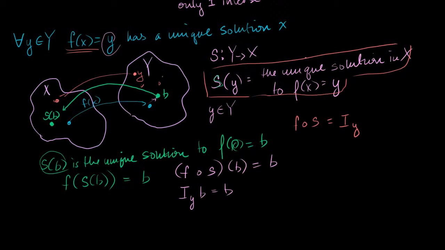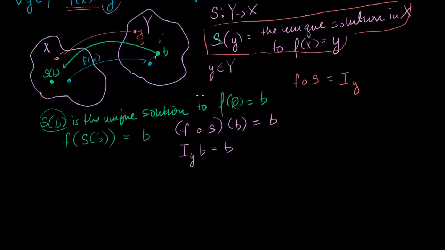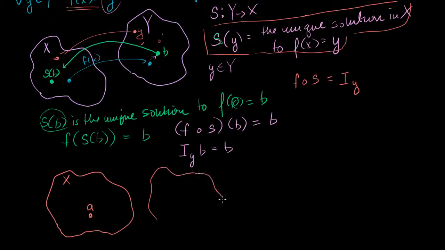Now, let's do another little experiment. Let me just draw our sets again. This is our set x, and let me take some member of set x, call it a. Now let me take my set y right there. And so we can apply the function to a, and we'll get a member of set y. Let's call that f of a right there.